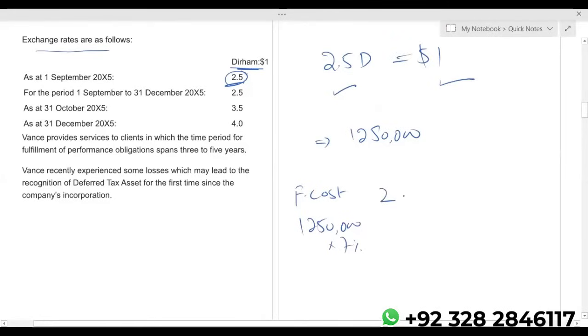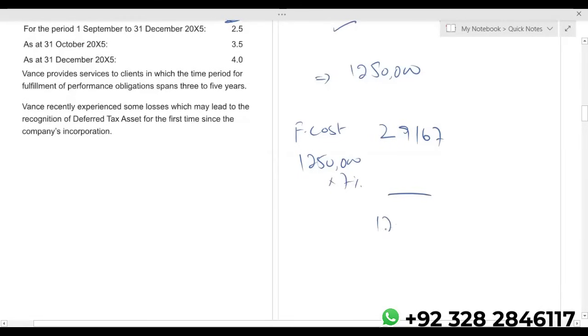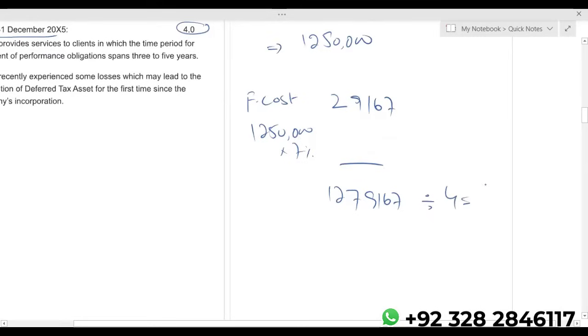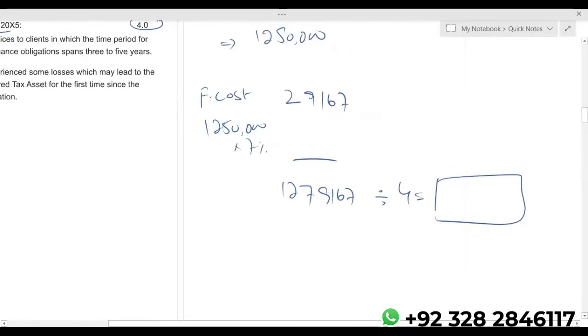This is the interest amount, 29,167. Let's add all of them. You will get a total loan in dirhams of 1,279,167. Simply take the closing rate. Closing exchange rate is the exchange rate on SOFP date as at December X5, which is 4. So this is your SOFP loan amount in dollars, 319,791.75.